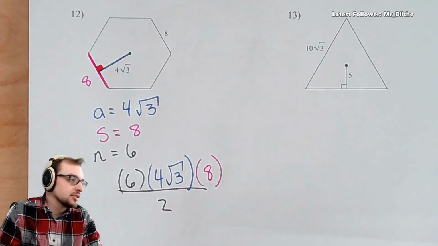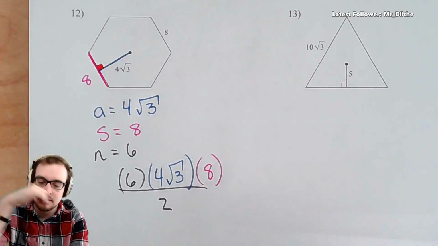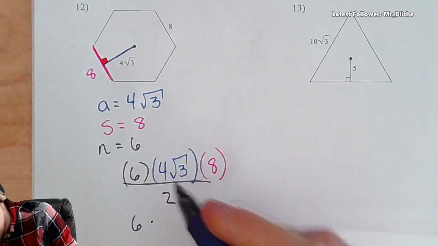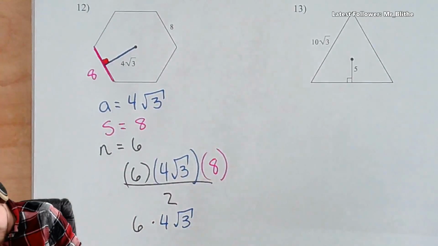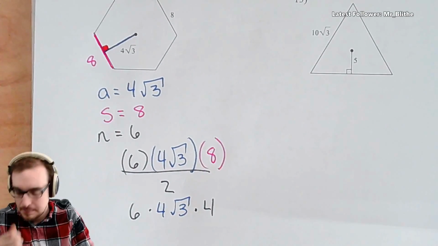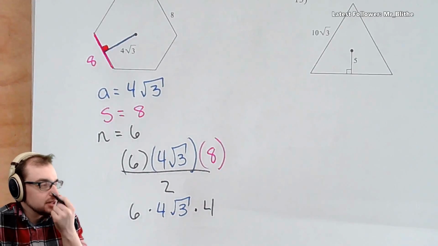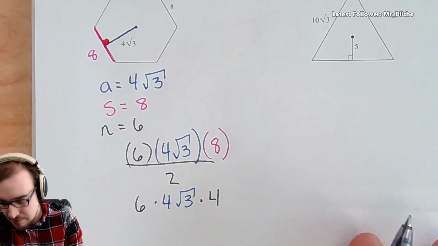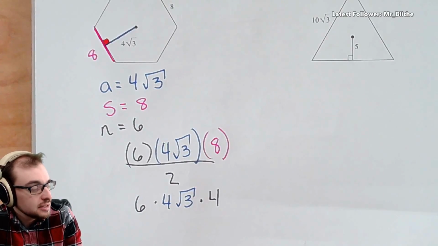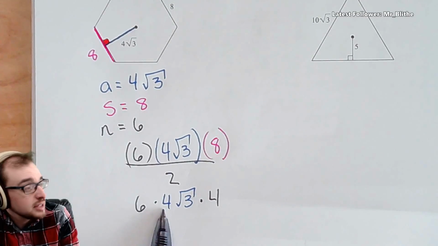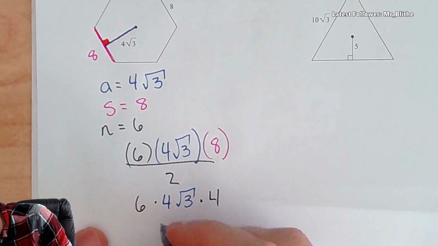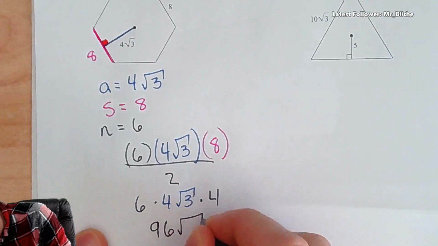Well, we can divide any of these by 2 to start out, right? So let's do 8 divided by 2. Make the biggest guy smaller. So what we get is 6 times 4 root 3 times 4. It's all multiplication, so we can do it in any order we want. We've got 4 times 4, which is 16, and then we can times that by 6. That's going to be 96. Or you could do 6 times 4 and get 24. 24 times 4 is going to be 96. And then times root 3. So we have 96 times root 3.